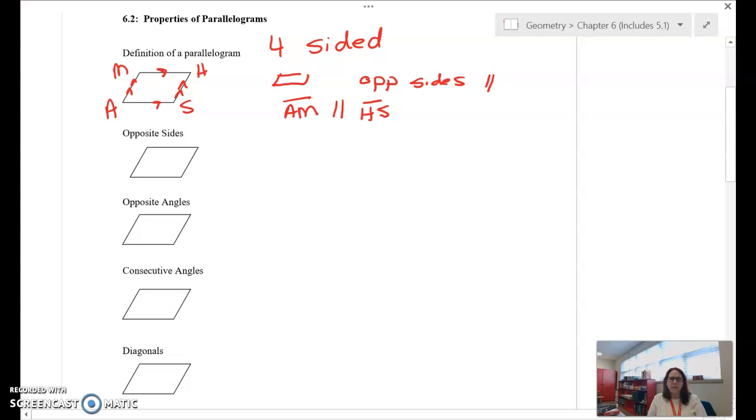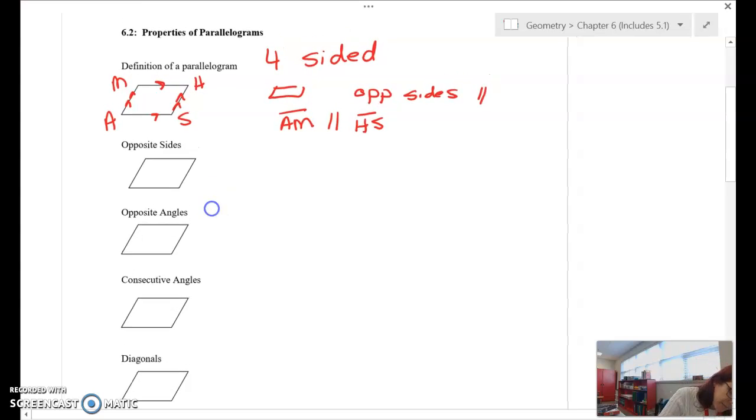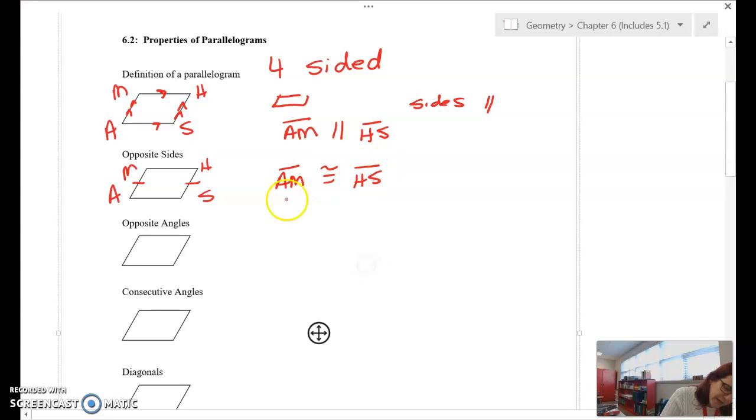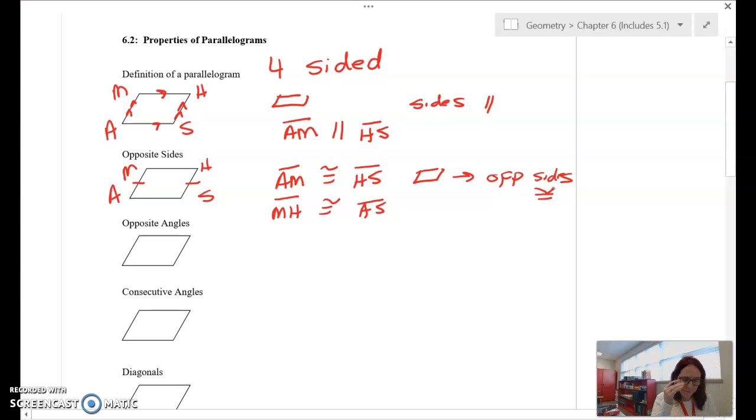So not only are they parallel to each other, but they're actually congruent. So if I have my same parallelogram, AMHS, line segment AM is congruent to line segment HS, and line segment MH is congruent to line segment AS, because parallelogram implies opposite sides congruent.